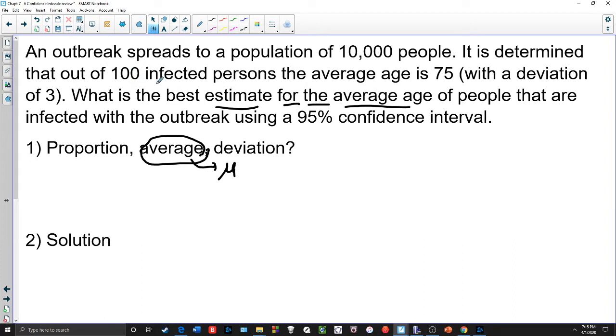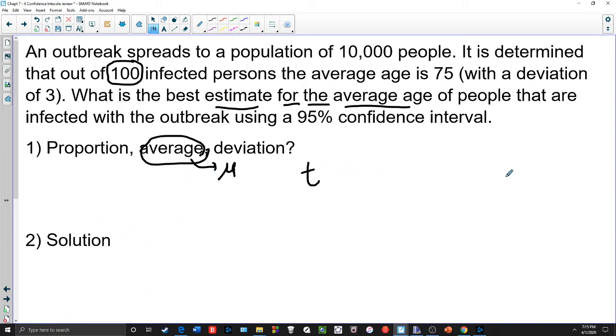Well, it says out of 100 people infected, the average age is 75 with a deviation of 3. So that means that the deviation here applies to just the sample of 100. So this deviation doesn't apply to everybody. It just applies to the 100. It doesn't apply to the 10,000. So in this case, I'm going to be using a t-score test because I only have the deviation for the 100 people, not for everybody in the population.